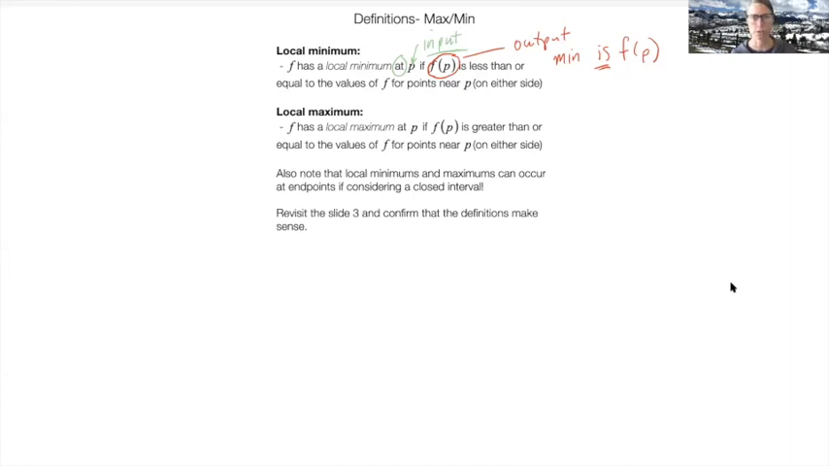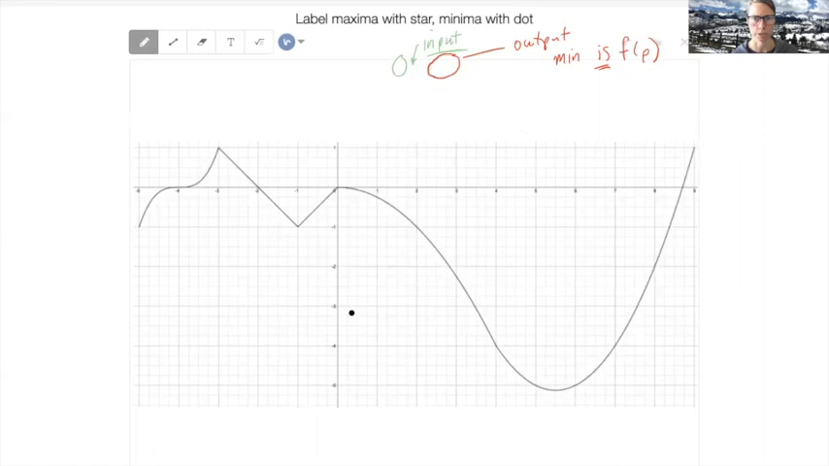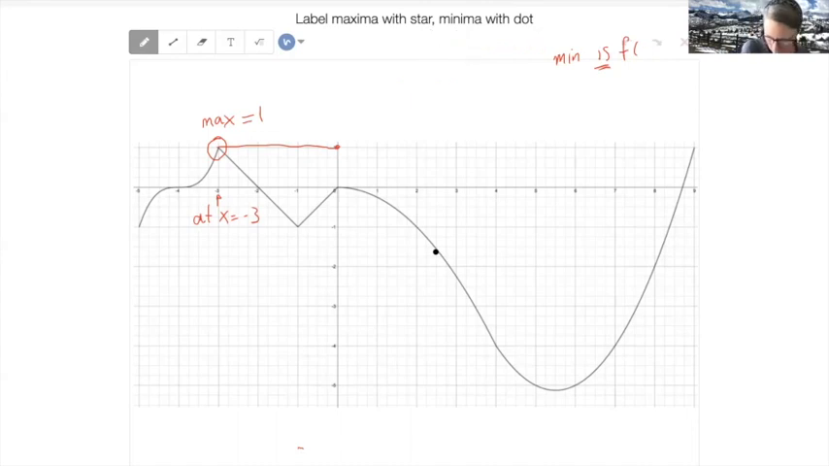Okay, so let's jump back here to slide 3. We would agree that the biggest value would be the maximum. So we'd say the maximum in this case is 1. Max is 1, and it happens at x equals -3. Do we see the difference in how we're going to deal with inputs and outputs? The maximum is 1, and it happens when x is equal to -3. Do you have any questions for me on that language, and this idea of splitting out the input and the output?